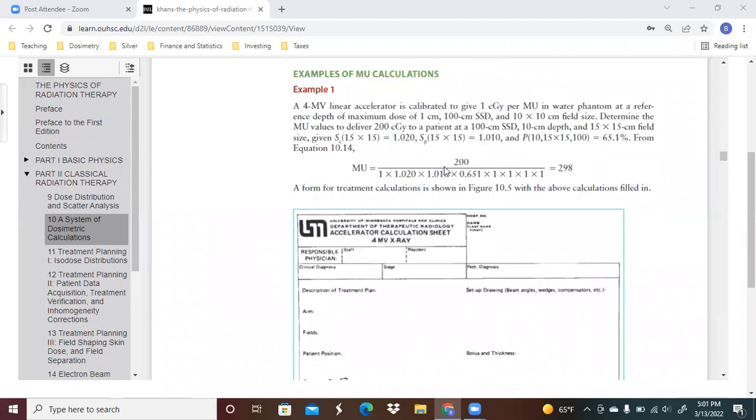So finally, you've got 200 divided by this times this times this, and all of these other ones could just as well disappear. When you do that, that's when you come up with 298. So the number of monitor units that you're going to have for this is going to end up being 298. So that's an example of the MU computation.